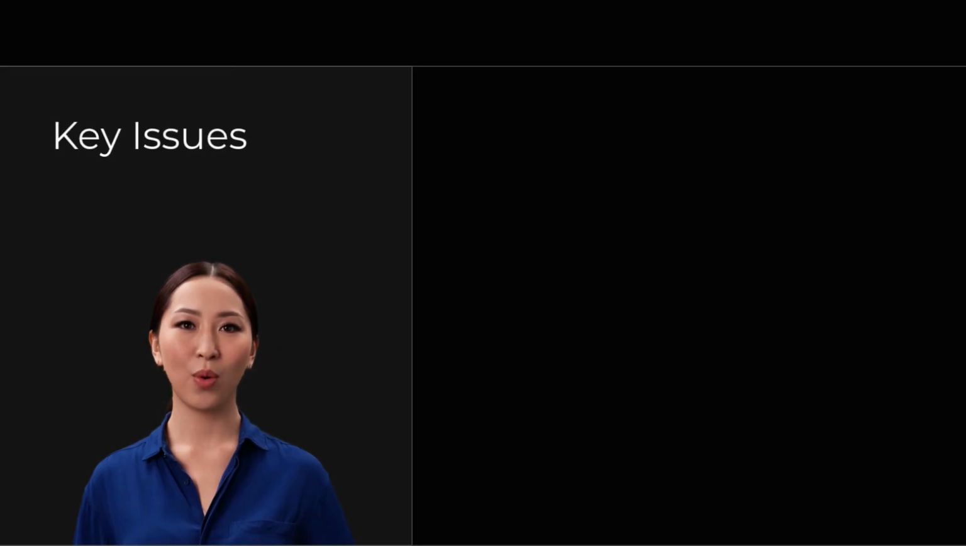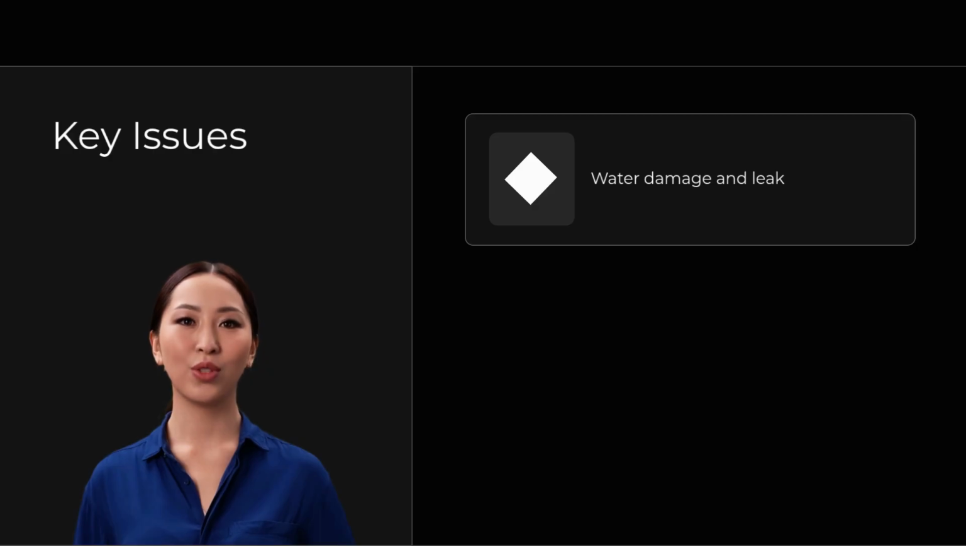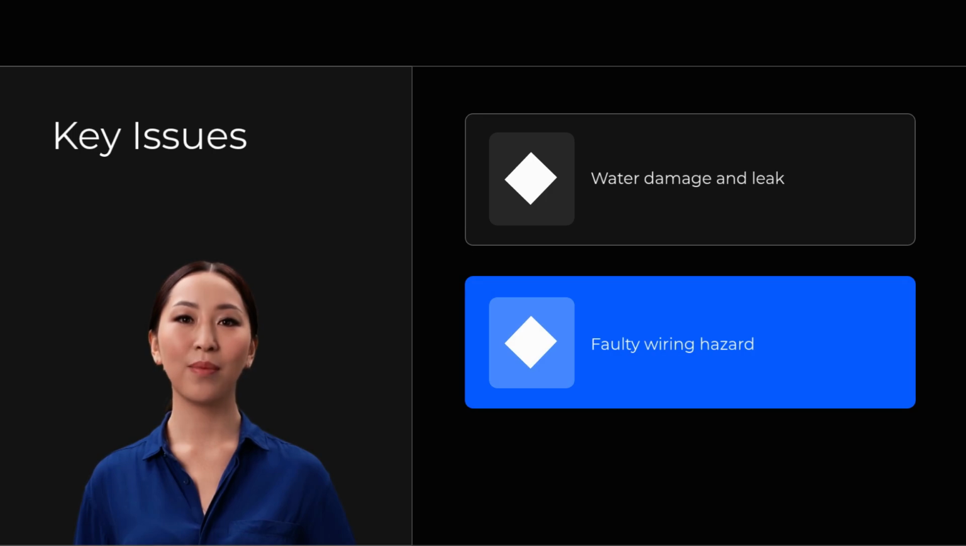Surveys often uncover problems even in properties that seem well maintained. Frequent findings include water damage and leaks from roofs, walls, and plumbing. Teams may also find outdated electrical panels, faulty wiring, and non-compliant installations, along with HVAC inefficiencies, structural cracks, foundation movement, and unresolved safety hazards.